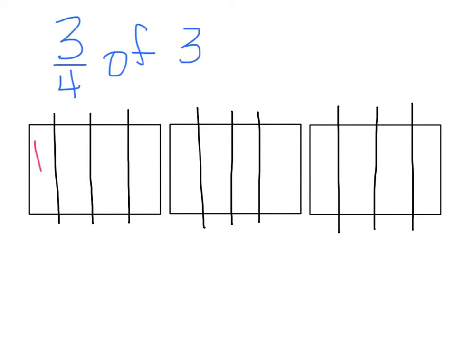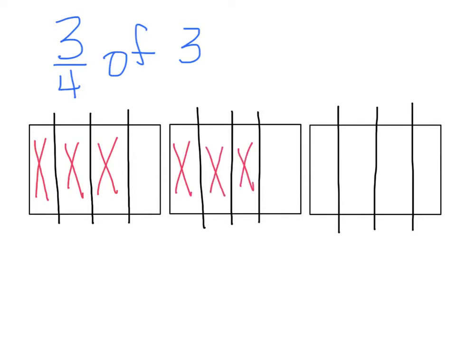So I have 3/4 of the first one. I have 3/4 of the second whole. And then I have 3/4 of the third whole. All together, I'm going to count how many I have. 1, 2, 3, 4, 5, 6, 7, 8, 9.